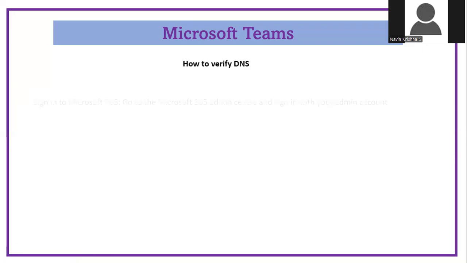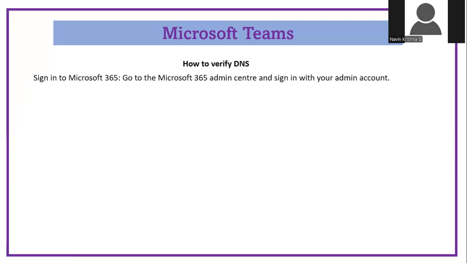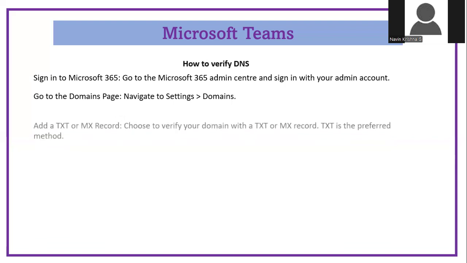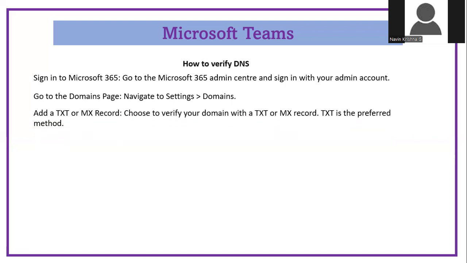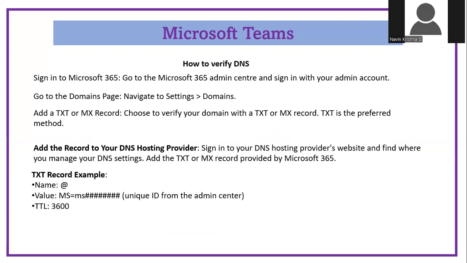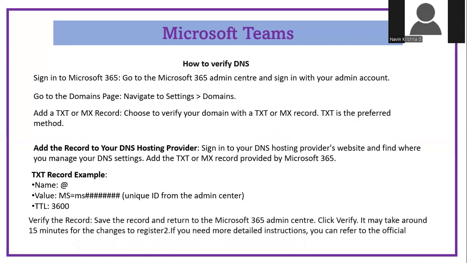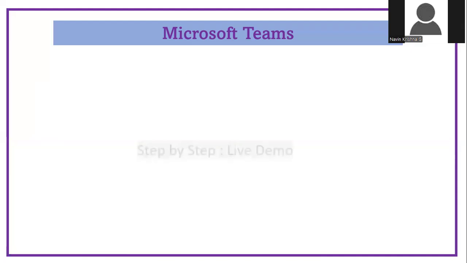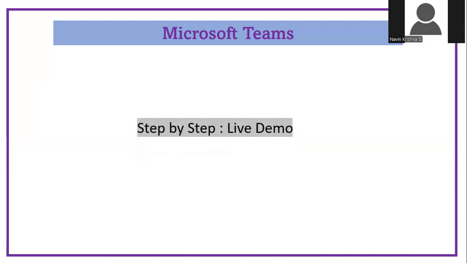Now we are also going to see how to verify the DNS. For that, we log into Office 365, go to the domains page, and add the TXT or MX records. These are the step-by-step ways to add the records, connect your domain, and verify the records. So now we are going to see it all step by step.